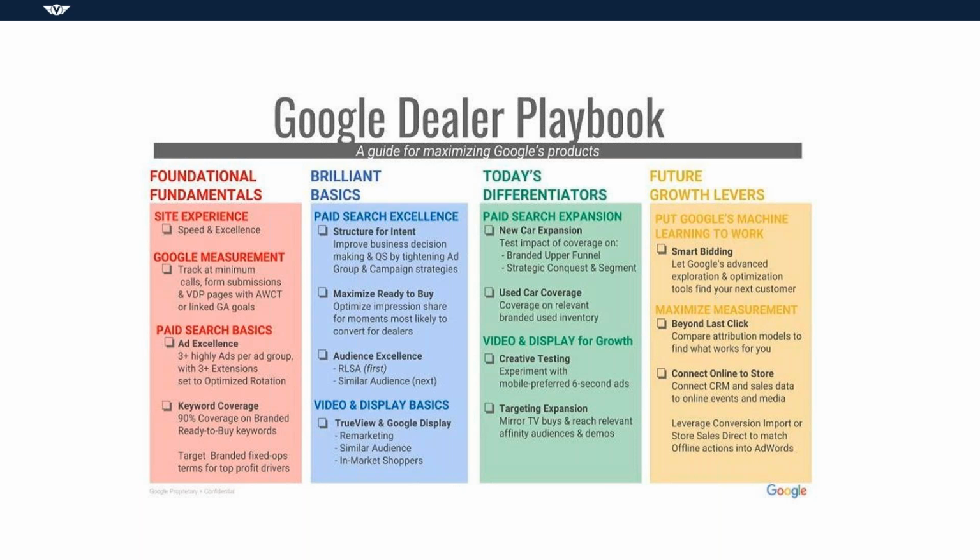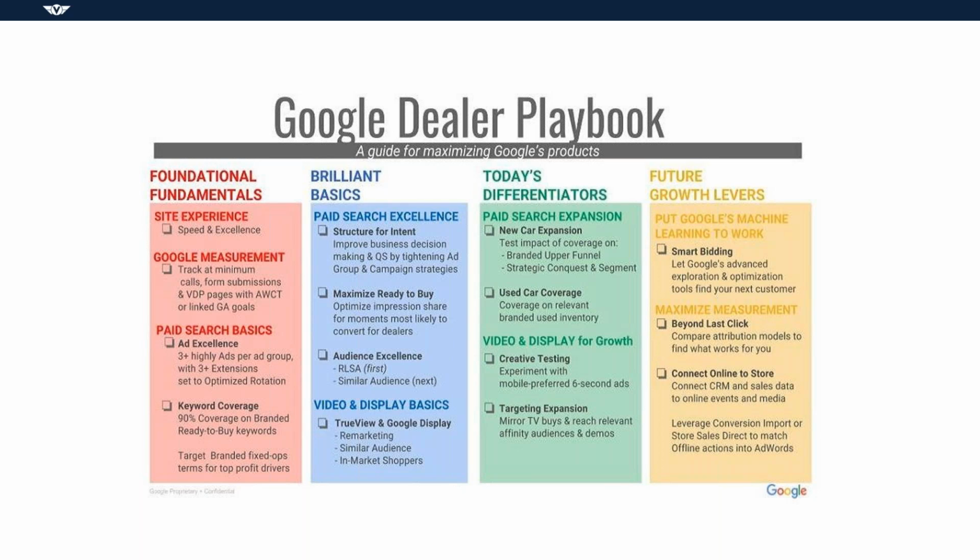Paid search excellence. So what this is telling us: structure for intent, improve business decision-making, and QS, that's quality score, by tightening ad group and campaign strategies. I'm guessing half of you out there have no idea what that means, and that's okay. That's why we're on the call. So, improving and tightening ad group and campaign strategies.